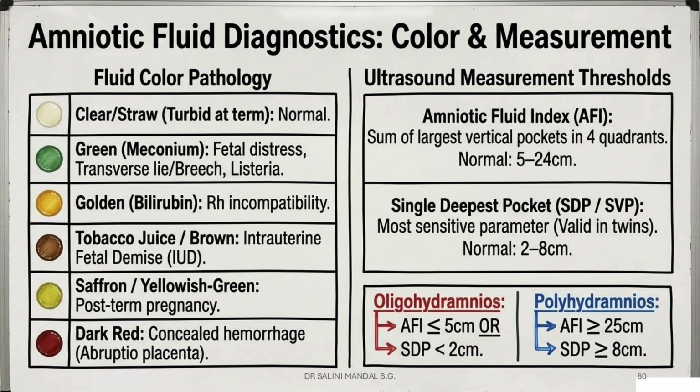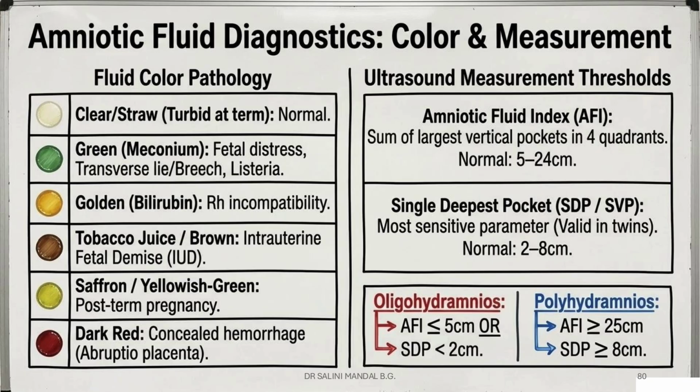Apart from that, we have the color change. If the color of the amniotic fluid is clear or straw, that is normal. Green means meconium, due to fetal distress, transverse lie or breech, or listeria infection. Golden means bilirubin is there, Rh incompatibility. Tobacco juice or brown color means intrauterine fetal death. Saffron color means post-term pregnancy. Dark red means there is a concealed hemorrhage, can be because of abruptio placenta.